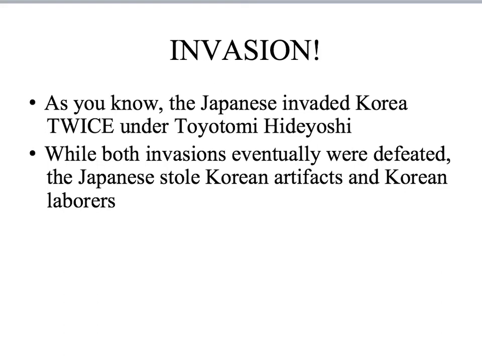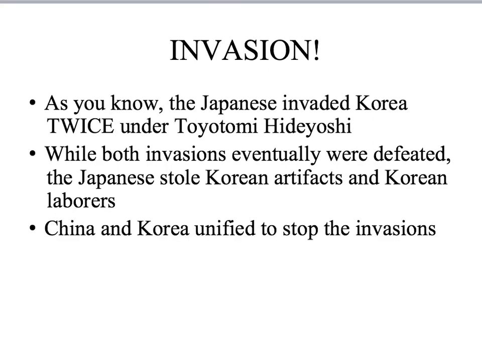This included the Japanese destroying entire towns and cities. It also included the Japanese stealing important artifacts and even taking Korean peasants back to Japan and making them work for them as slaves. So you can really get a sense of why Korea and Japan still to this day have a really big rivalry. And this is something that really unifies China and Korea. They have a common enemy here in Japan.